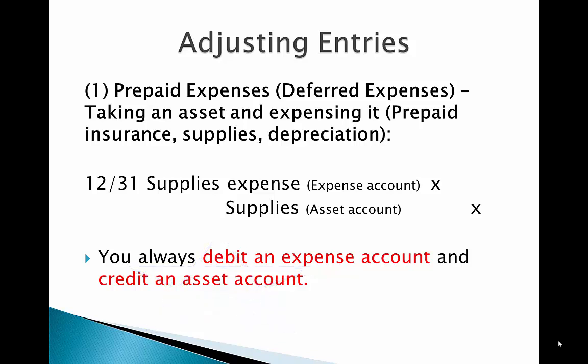Type 1 is taking a prepaid expense, a deferred expense, taking an asset and expensing it, such as prepaid insurance, supplies, and depreciation, like debiting supplies expense, crediting supplies. You always debit an expense account and credit an asset account.